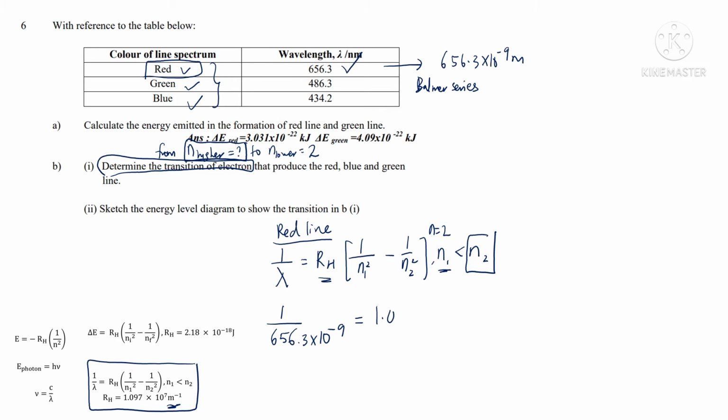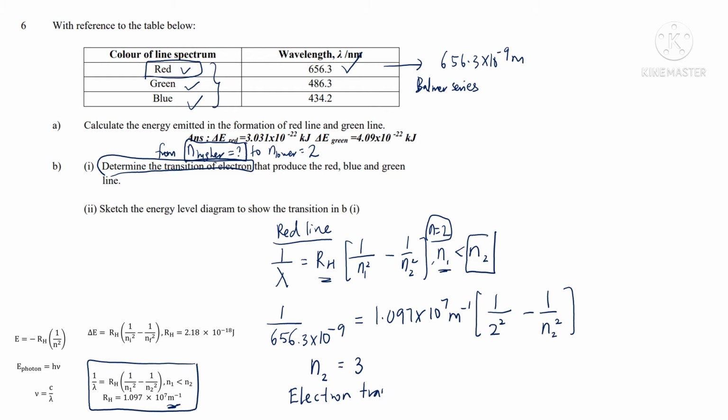Rydberg constant 1.097 times 10 to the power of 7 per meter. And then n1 is n equals to 2. So 2 squared minus n2 squared. So n2 is the one that we want to find. So you just need to key this into your calculator and you should be able to find your n2 as 3. So therefore, the electron transition is from n equals to 3 to n equals to 2.